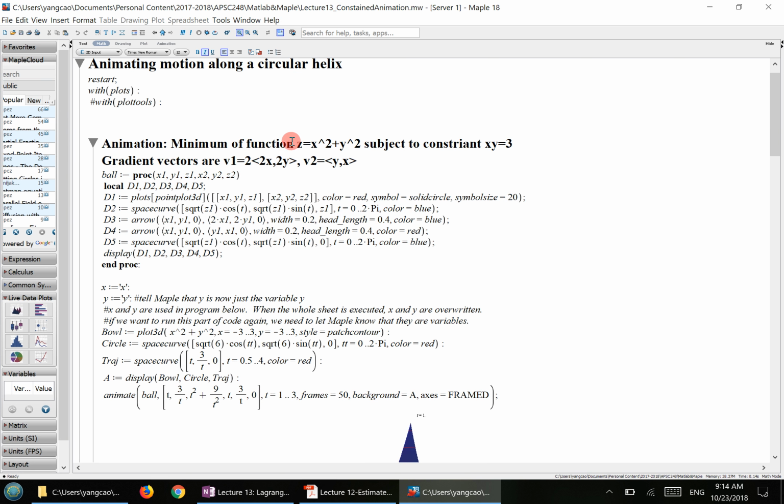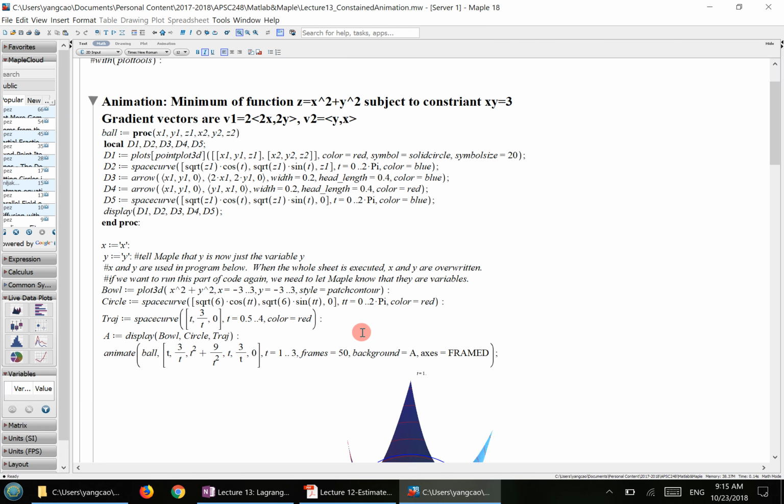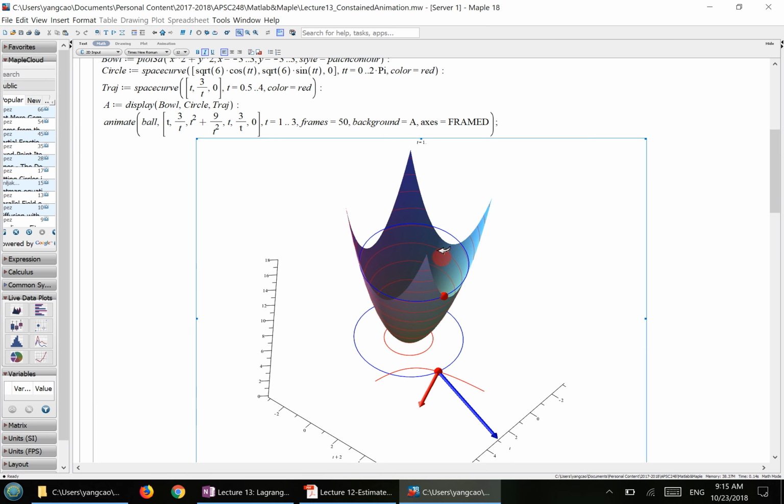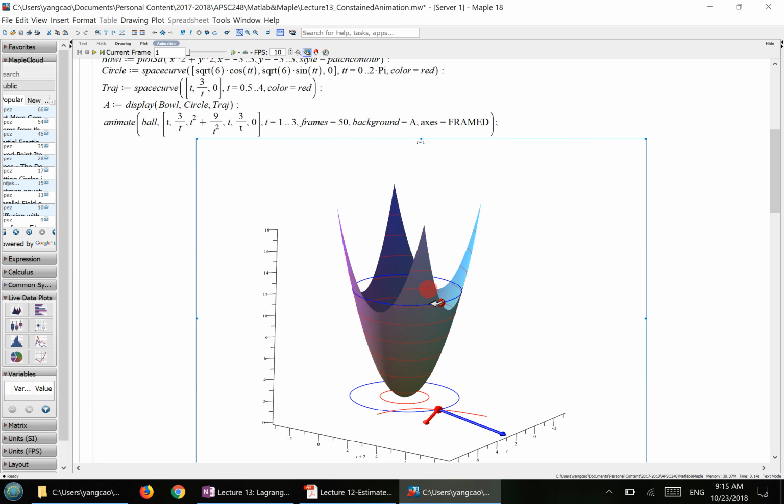Let me see. So this is the one here. Here's the surface, right? This is the surface in our example here. And here's the constraint, x times y equal to 3. Here are the two gradient vectors. And this is the surface. Okay, so this is the surface here.